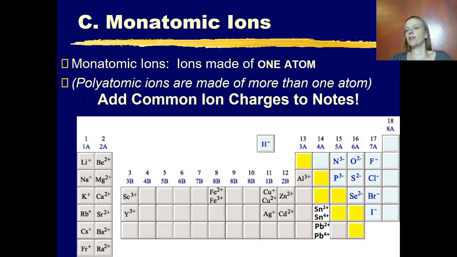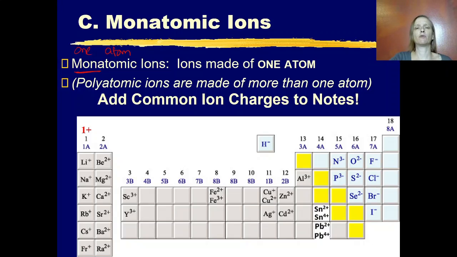You can see that it helps to know what the charges are on the ions. And so I do want to help you notice from your periodic table, if you haven't noticed the pattern yet, what the common ion charges are for each group on the periodic table. Here we're talking about monatomic ions, and monatomic literally means one atom. So we're talking about ions that are made up of just one atom on the periodic table.